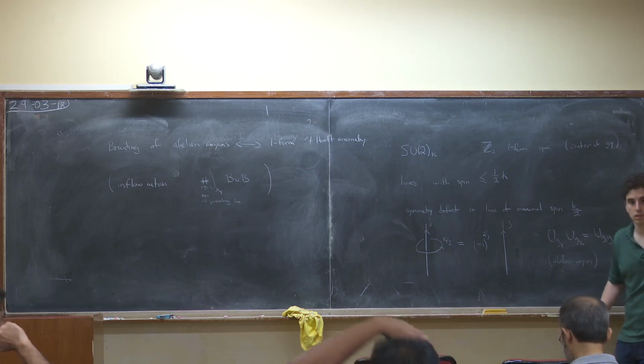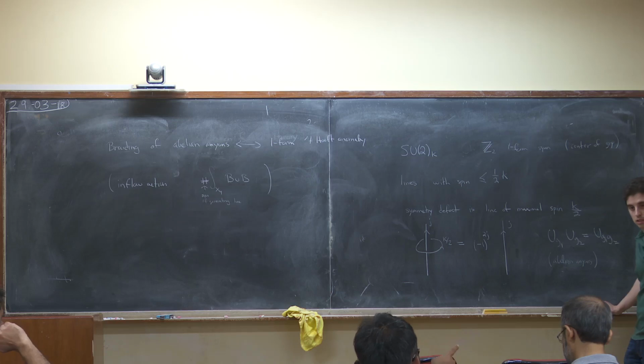Sorry, what? Part of the definition of U_g1, U_g2, how does U_g1 g2 define the operator?